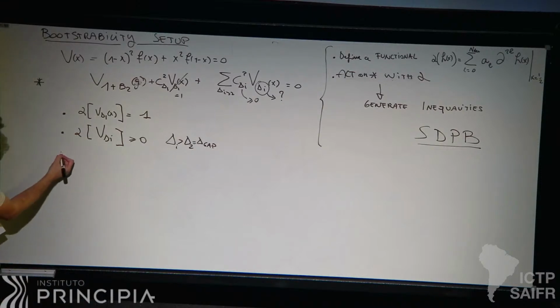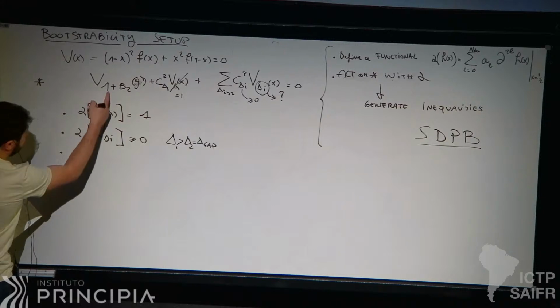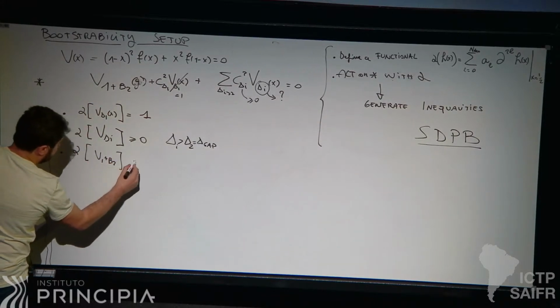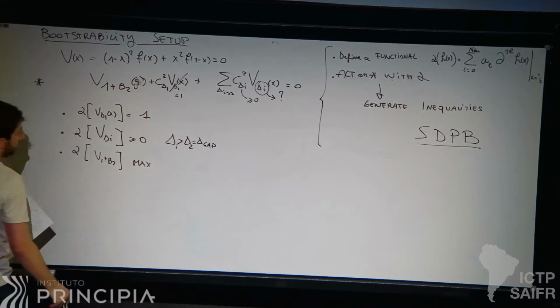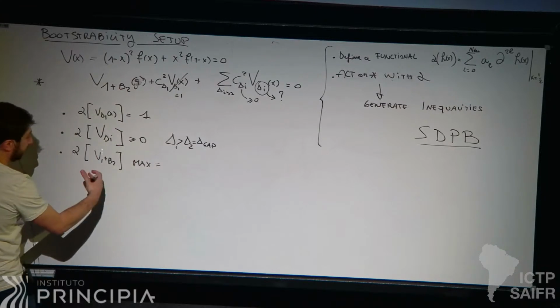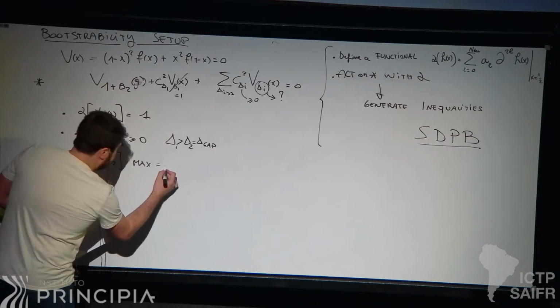Cool. And the last thing that we have to do is apply alpha on the BPS part. And we maximize it. And this gives us an inequality. Let me call this maximized function on top of it plus or minus B up.